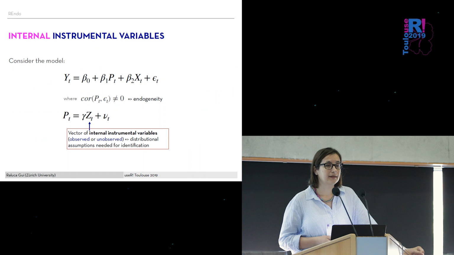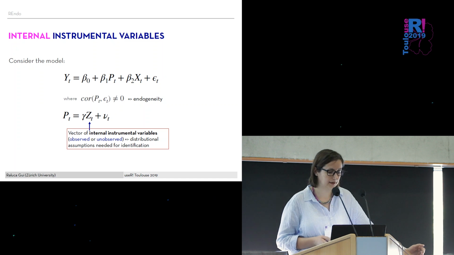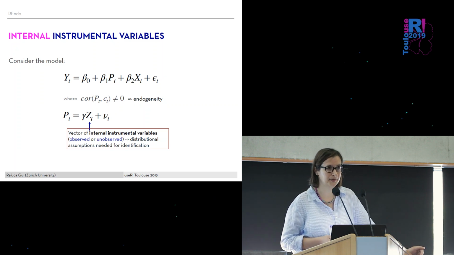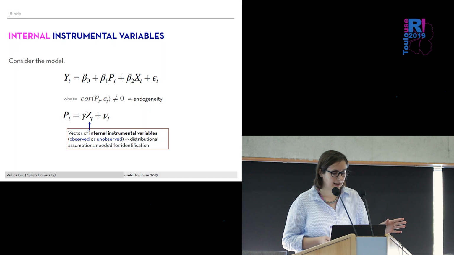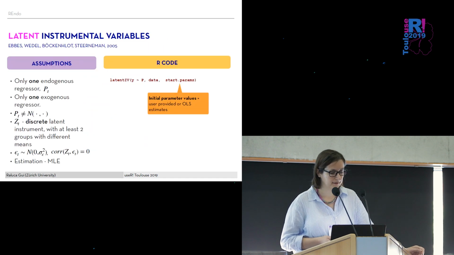So consider you have a model where P is your endogenous variable, meaning that it's correlated with your error. And then you assume that P is composed of Z and an error mu. So internal instrumental variable methods impose many assumptions on the Z. Z can be observed or unobserved, and in order for beta 1 to be identified, we need to impose assumptions on Z, where most of the time mu is assumed normal, but we'll go through it.